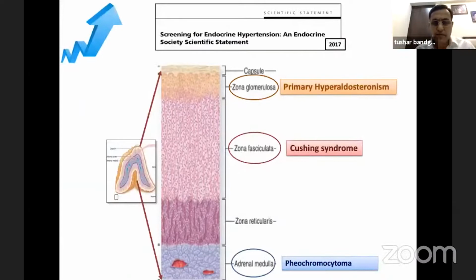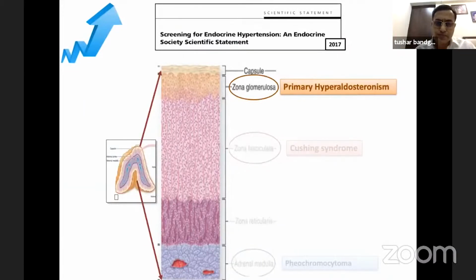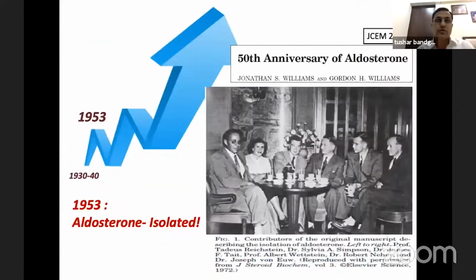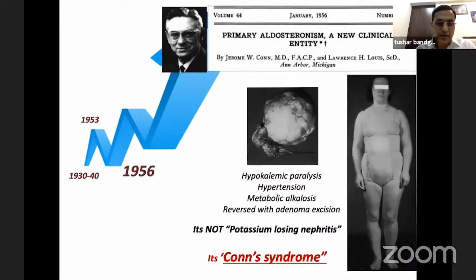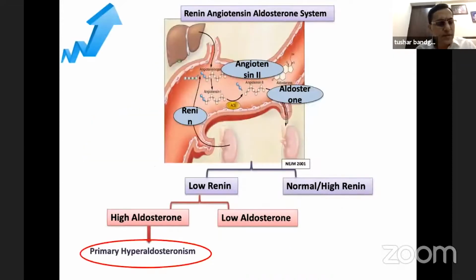When you talk of PA, we know about the adrenal cortex, and I'm going to restrict to the glomerulosa, which secretes aldosterone, which leads to primary aldosteronism. Now, aldosterone was isolated in 1953, and in the next 3 to 4 years, Jerome Conn described this classical syndrome, which is called Conn syndrome, where the patient came with hypokalemic paralysis, hypertension, and metabolic alkalosis, and this was completely reversed with the adenoma excision. The journey of Conn syndrome began after that. It has seen a lot of ups and downs, and the interest in Conn syndrome has had a resurgence in the last few years.